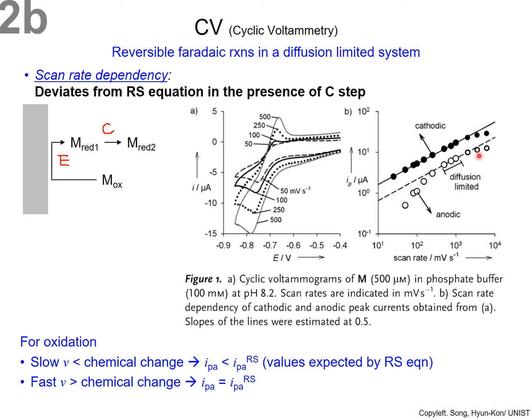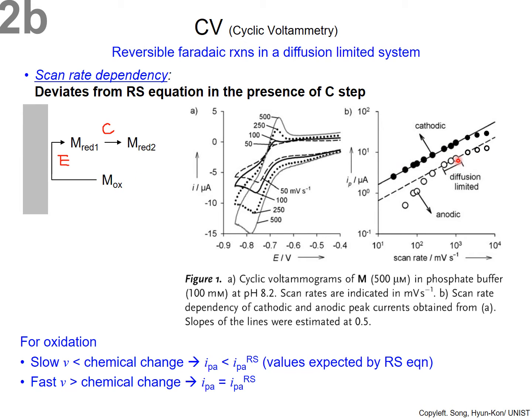So I have said about that in the previous slide. So there are no weird things found in the cathodic process. And then let me go to the anodic process. In this case, anodic process means the electrochemical oxidation of red 1 to the oxidized species.